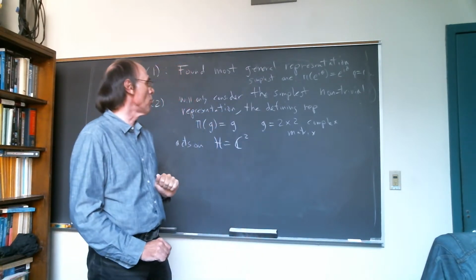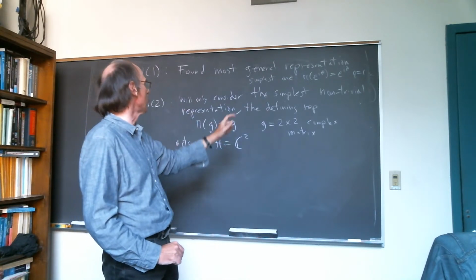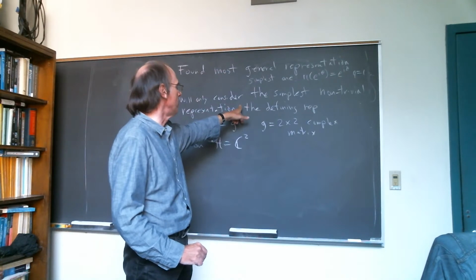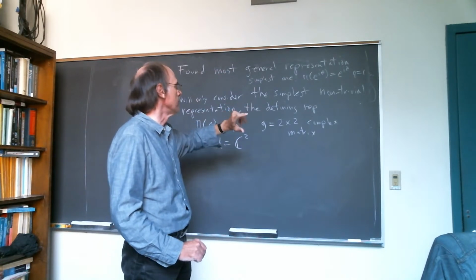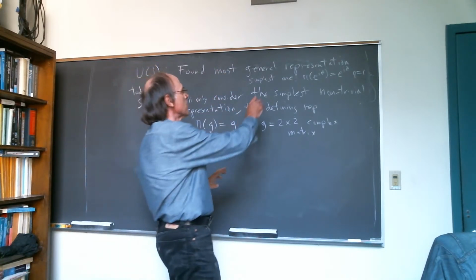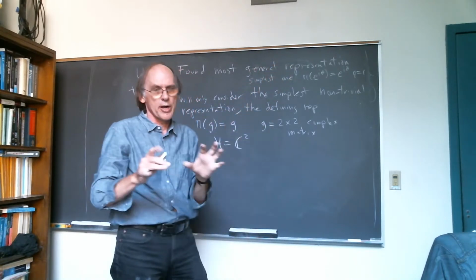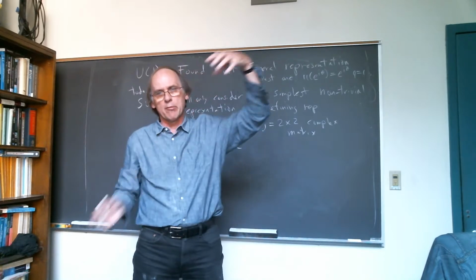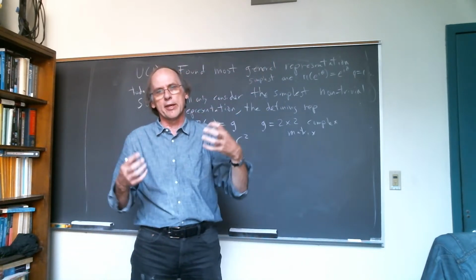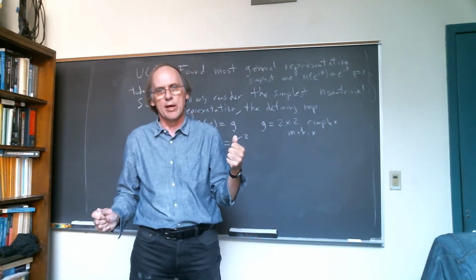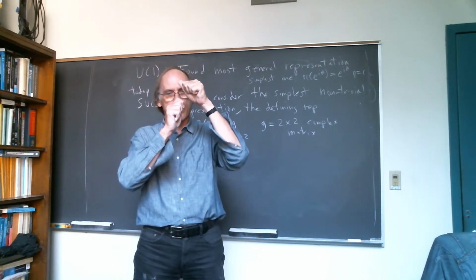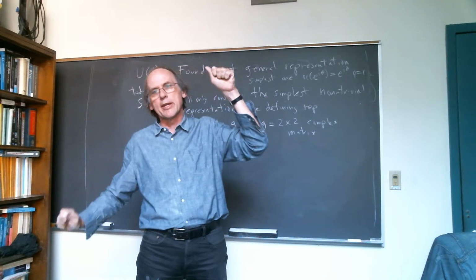So there are kind of two steps. If you're trying to analyze the representations of a group, the general representation is a sum of irreducibles, and you have to find the irreducibles and make a list of them. And then for a general representation you just have to say which ones you're putting together.